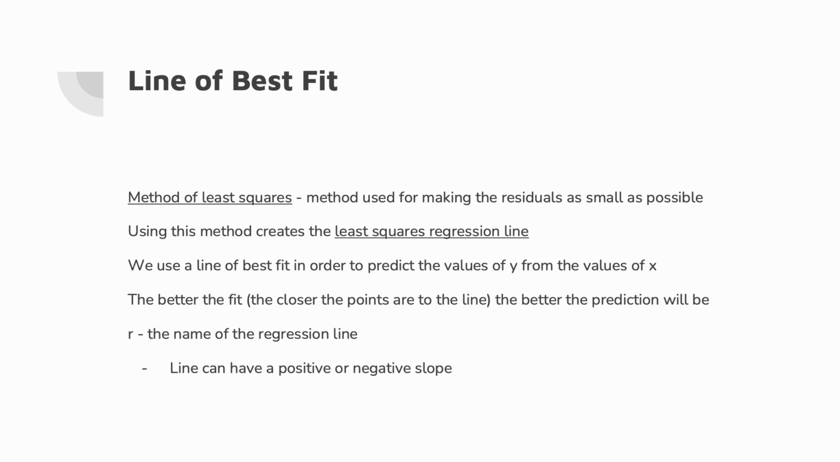We use a line of best fit in order to predict the values of y from the values of x. The better the fit, which would be the closer the points are to the line, the better the prediction will be. R is the name of the regression line, and that line can have a positive or a negative slope.